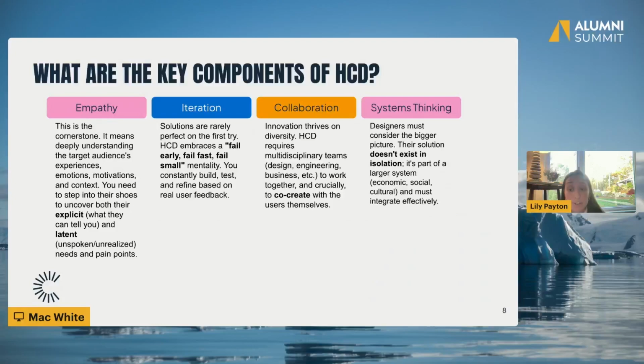Another key ingredient here is iteration. Solutions are rarely perfect on the first try. And I think that's something that a lot of us feel: whenever we do something, it must be perfect. It must really be that first draft and it's wonderful and you get a 10 out of 10, A+. Human-centered design really rejects that mentality. We know that if you fail early, fail fast, and fail small, you're actually going to have much more success because you can constantly build, test, and refine based on your users or your residents or your community and all the feedback they give you. So iteration is just a fancy word for continuing to go back, get feedback, and change something.